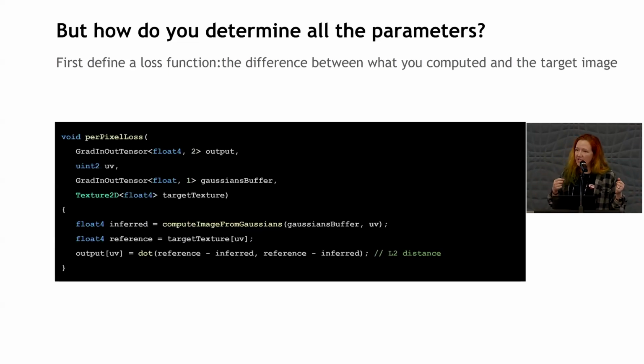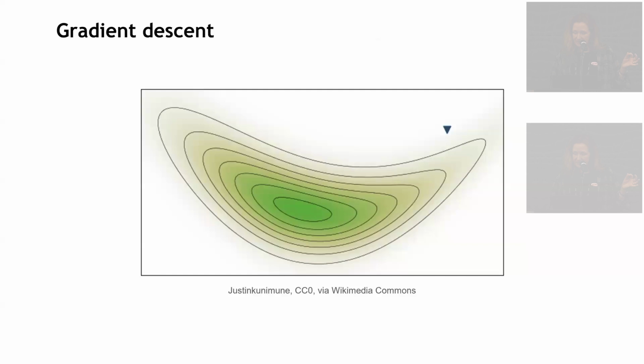You just have to calculate the difference between the inferred pixel, which is the one that you get by accumulating all your Gaussians, and the one that you wanted to get, which was the pixel in the reference image at that location. Then we take the dot product of that vector with itself to find the square of the magnitude. So in very simple terms, it's a big number if they're very different and a small number if they're really close to the same. Great, so how do we optimize for the smallest possible loss?